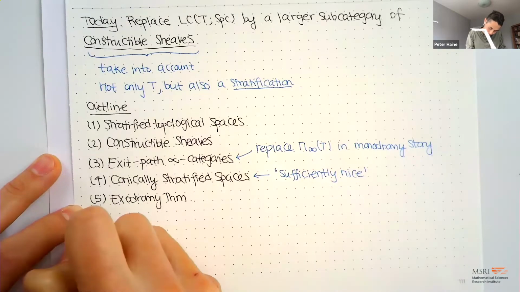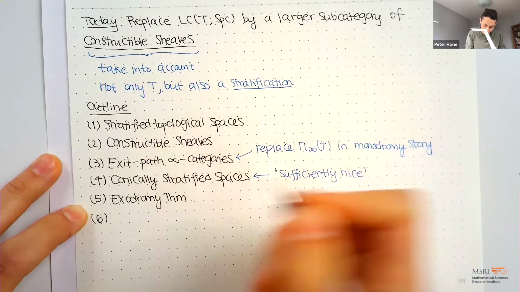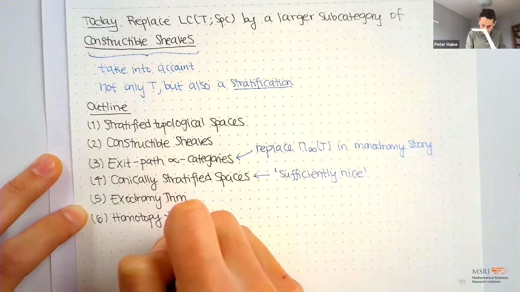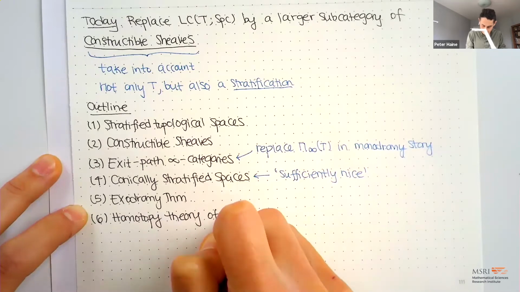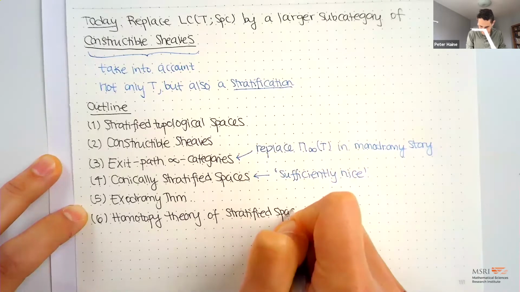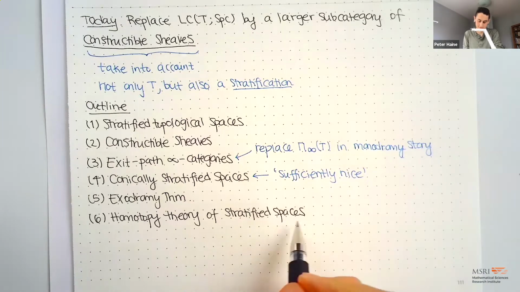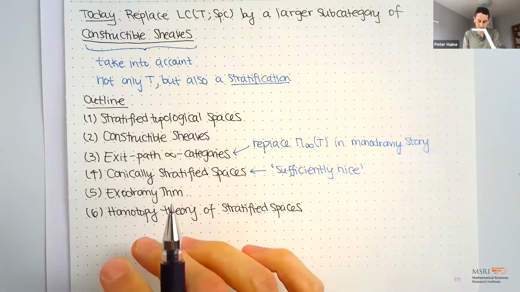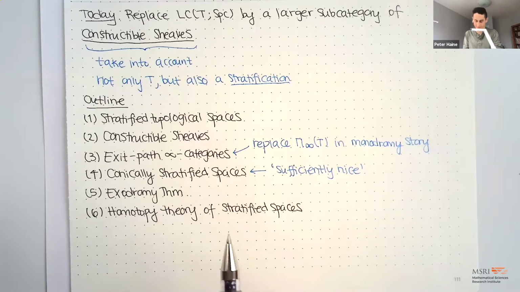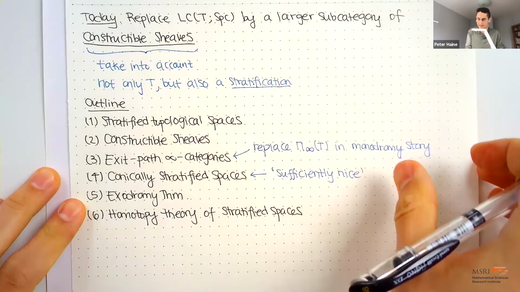And then the last thing I want to talk about is the homotopy theory of stratified spaces, and talk about some of the difficulties and why a really suitable answer to this has only come into existence in the past couple of years. And so that's the plan. Are there any questions before I say anything else?